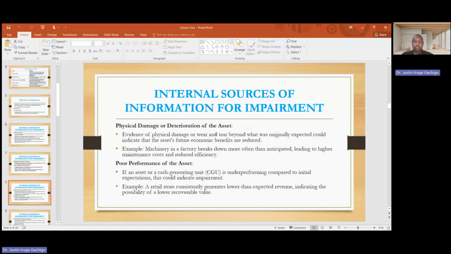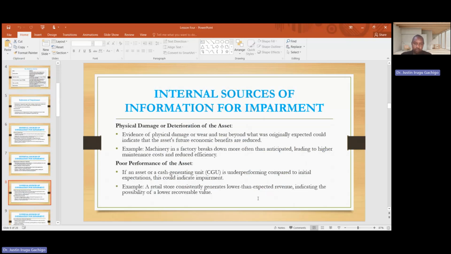Then we have the internal sources of information for impairment. One is physical damage or deterioration of the asset. Evidence of physical damage or wear and tear beyond what was originally expected could indicate that the asset's future economic benefits are reduced. Example, machinery in a factory breaks down more often than anticipated, leading to higher maintenance cost and reduced efficiency. Then we have poor performance of the asset. If an asset or a cash generating unit is underperforming compared to initial expectation, this could indicate impairment. An example, a retail store consistently generates lower than expected revenue, indicating the possibility of a lower recoverable amount.